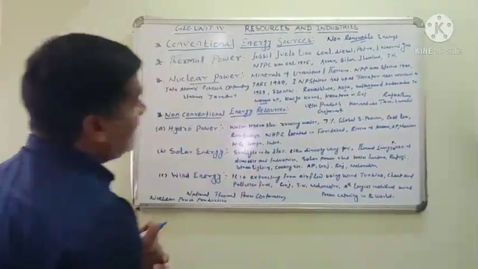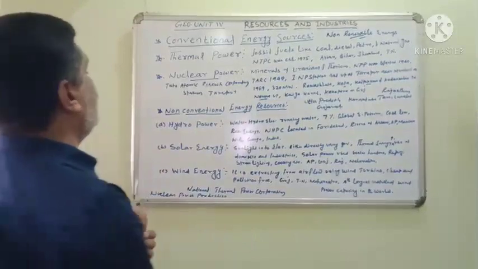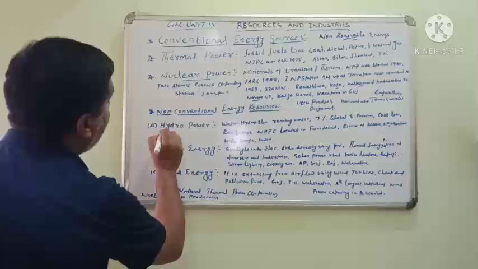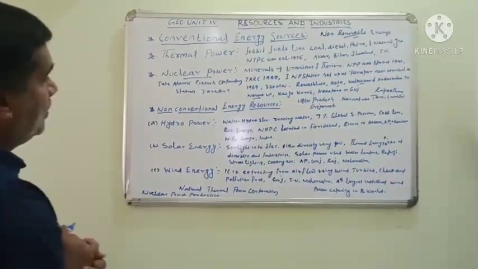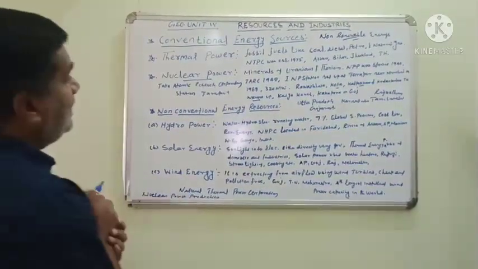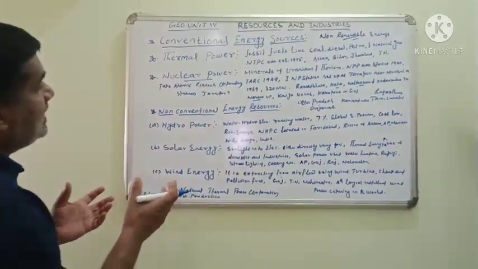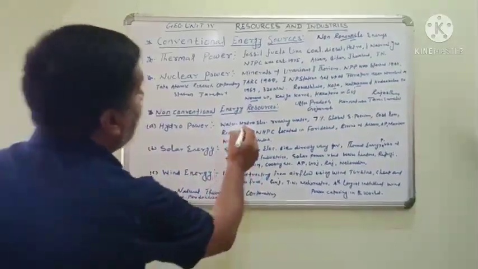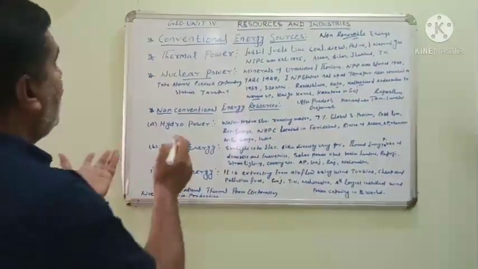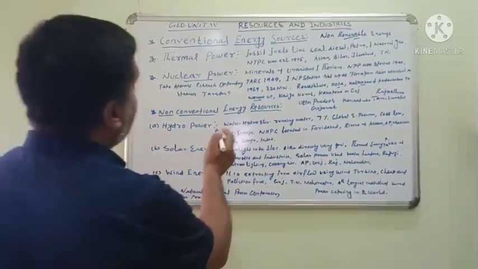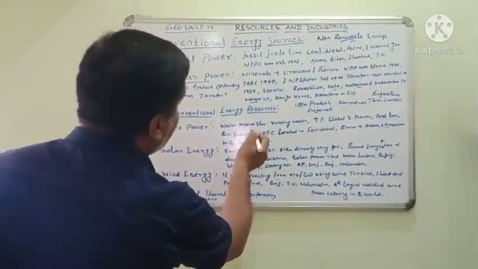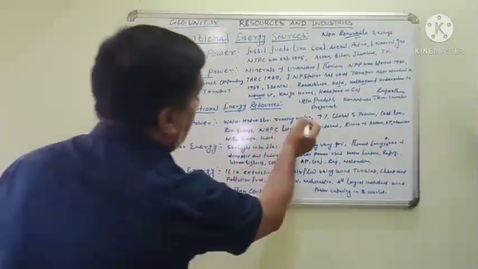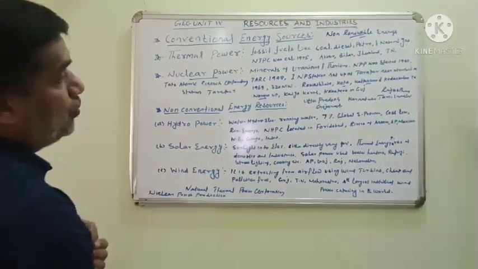Non-conventional energy resources, otherwise known as renewable energy resources. First one, hydropower. Hydropower is generated from water and converted into hydroelectricity. It is harnessed from running water also.